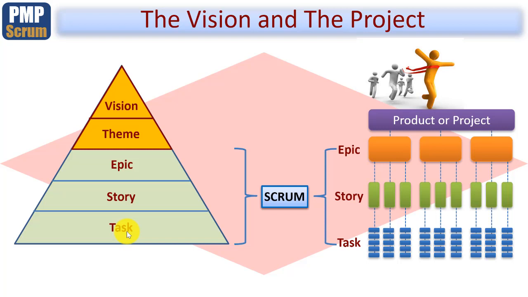So at the lowest level, we have tasks. These are determined by the Scrum team alone and not by the product owner, and they're not included within the product backlog. It's only the stories or features or requirements, if you will, that are contained within the prioritized product backlog.